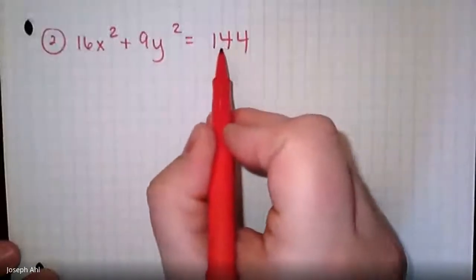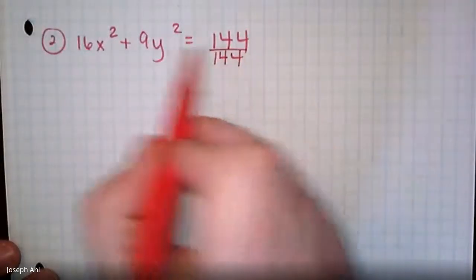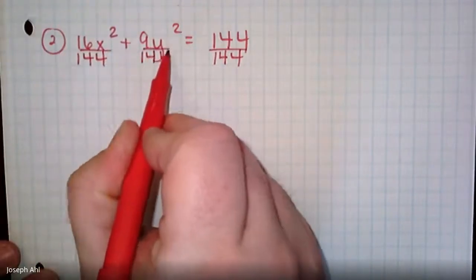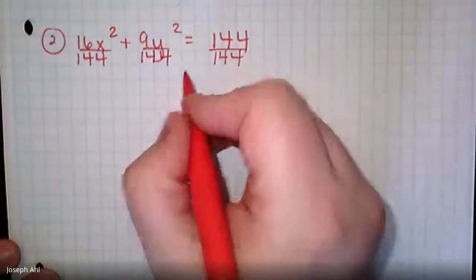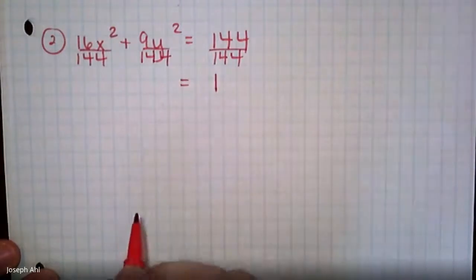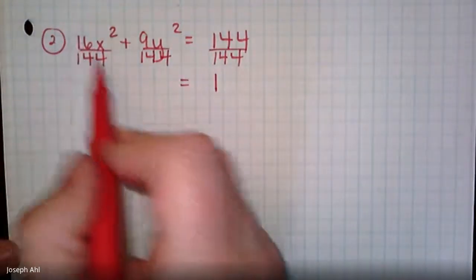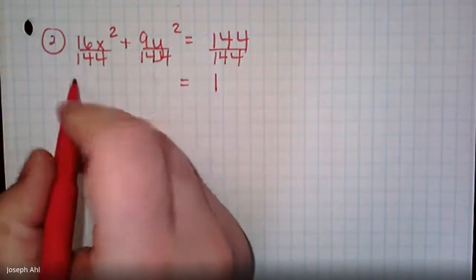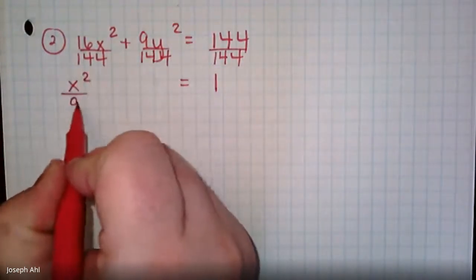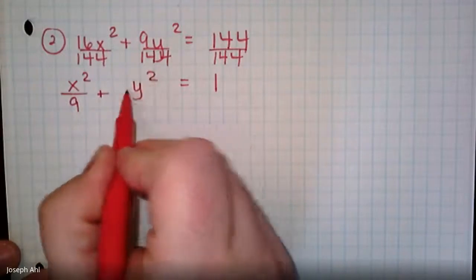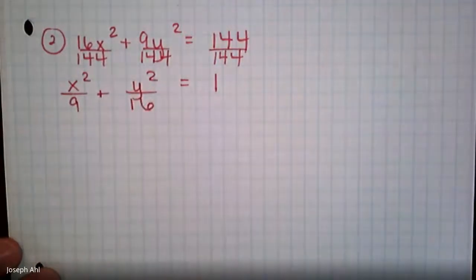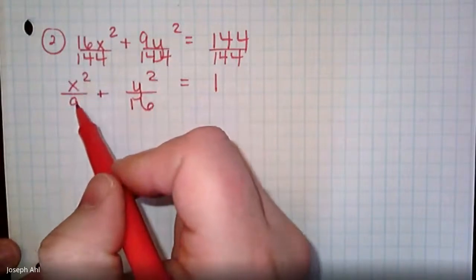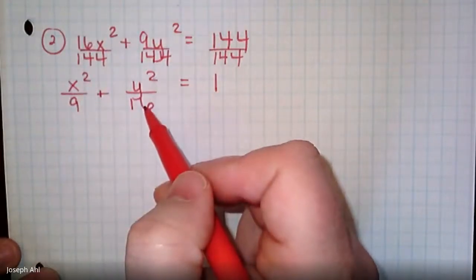So the only thing you're going to do to get started, and this will be a common practice eventually, is just divide both sides by 144. Okay, make this into a 1 on this side. And then over here, luckily 16 and 9 go into 144 nicely. They should when you're dealing with these equations. Otherwise, you probably made a mistake. Okay, but in fact, 16 times 9 is 144. So this becomes x squared over 9 and y squared over 16.